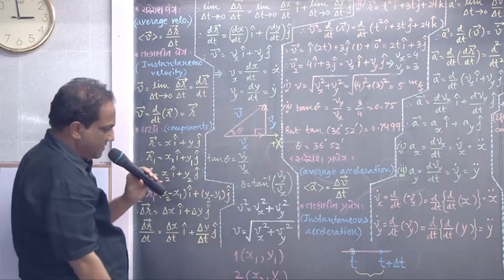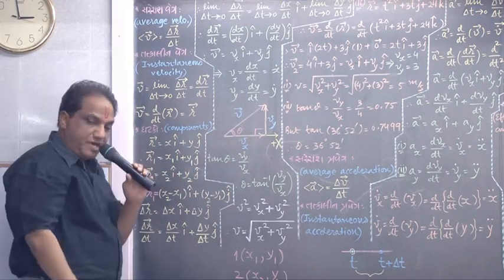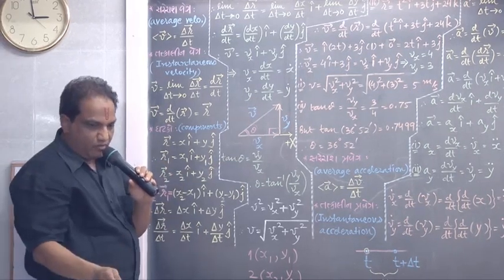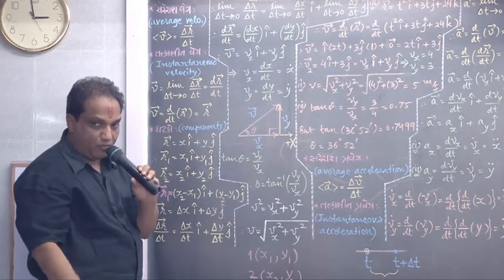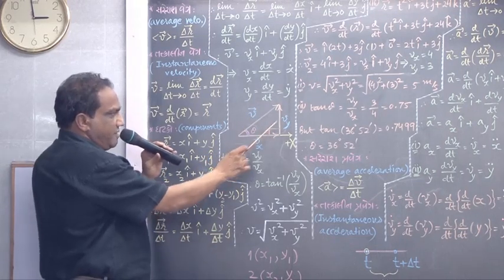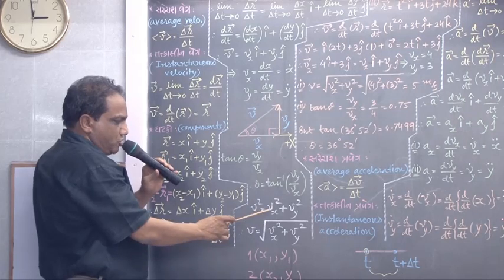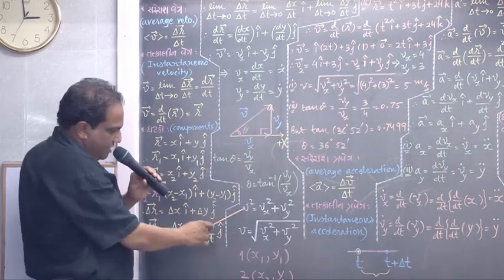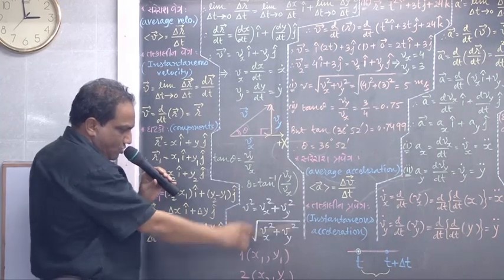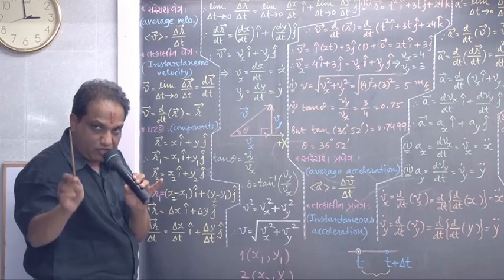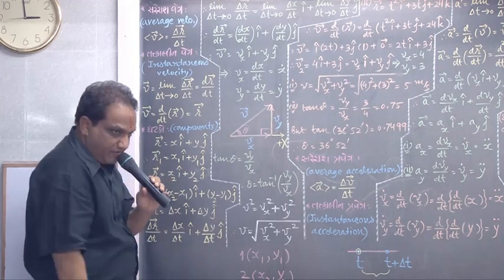Apply Pythagoras theorem. The square of the hypotenuse will be equal to the summation of squares of the remaining two mutually perpendicular sides. So v square must be equal to vx square plus vy square. Take square root on both sides. Here v equals under root of vx square plus vy square. Simple.